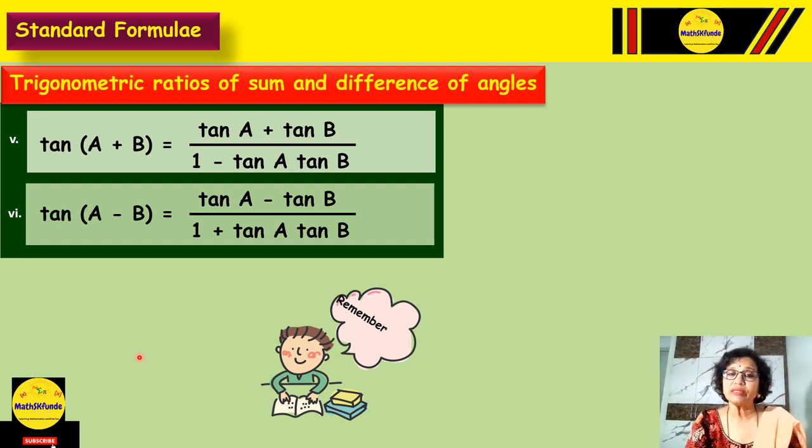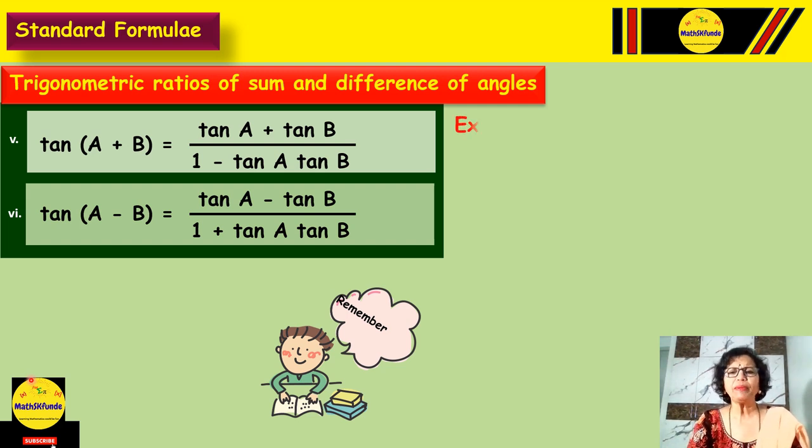Those who are interested in the derivation part can do this and verify for yourself that we get tan a plus tan b upon 1 minus tan a tan b for tan a plus b. Similar is the case with tan a minus b also. Sin a minus b upon cos a minus b. Write the formula for sin a minus b and cos a minus b, and then divide by cos a cos b. You will get the answer as tan a minus tan b upon 1 plus tan a tan b. So this is about tan a plus b and tan a minus b.